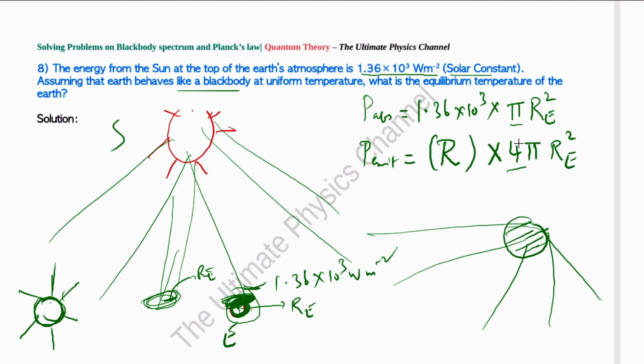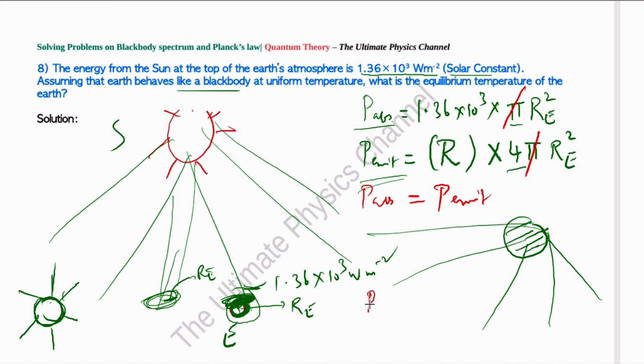Now, assuming that it is a perfect black body, if it has taken an amount of radiation from the Sun, it has to emit all the radiation. So these two must be equated. Therefore, the power absorbed is equal to the power emitted. If we equate these two things, we see that the pi and this pi will cancel over.